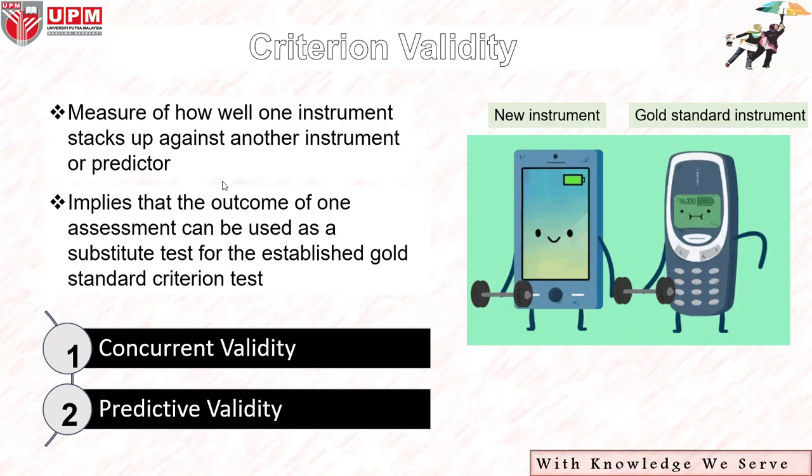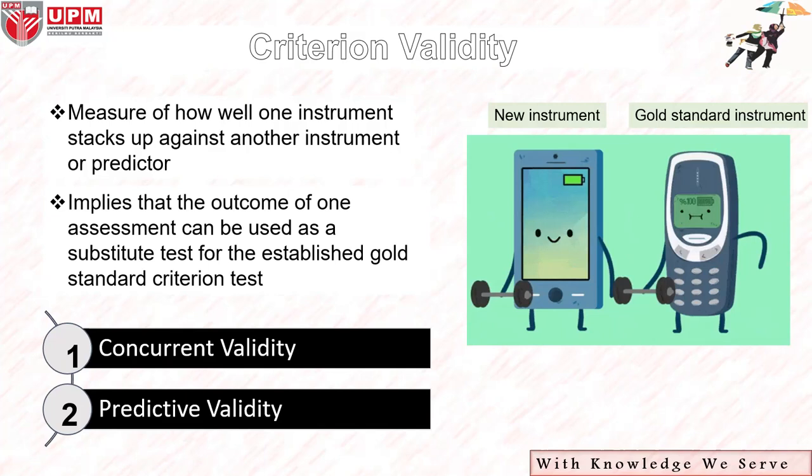Okay, so criterion validity is how you measure how well one instrument stacks up against another instrument or predictor. Maksudnya, sometimes we want to measure one variable, but there is no existing instrument that suits our interest available in the literature. Ada juga keadaan macam tu. Or the instrument is there, but it is not accessible to us. Sometimes because of copyright, you have to buy the instrument. So that's why the researcher may come up with the alternative to develop a new instrument.